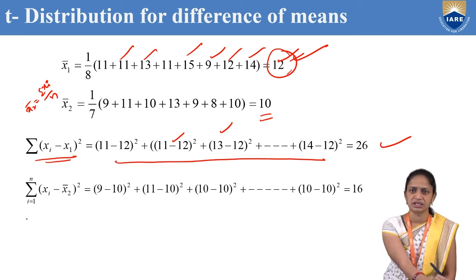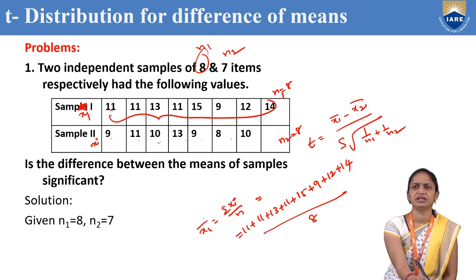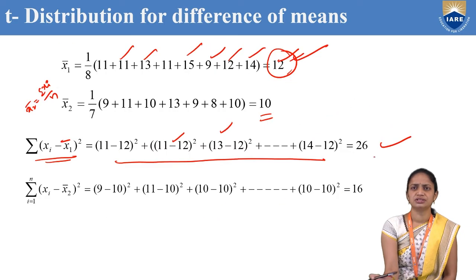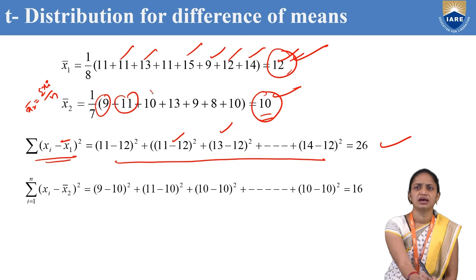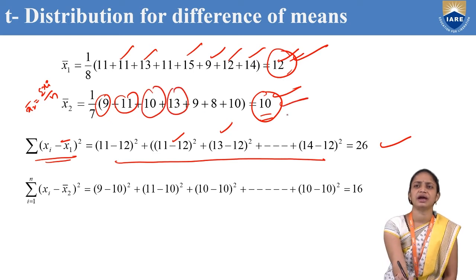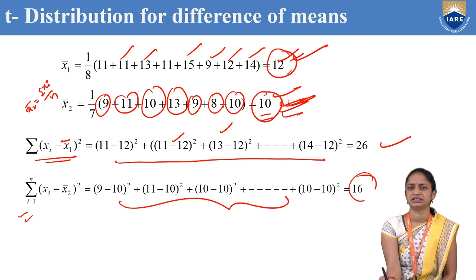Like that, summation i equal to 1 to n xi minus x2 bar whole square. The xi values here are 9, 11, 10, 13, 9, 8, 10. So 9 minus 10 whole square, 11 minus 10 whole square, 10 minus 10 whole square, 13 minus 10 whole square, plus 9 minus 10 whole square, plus 8 minus 10 whole square, plus 10 minus 10 whole square. After simplification, we will get 16.